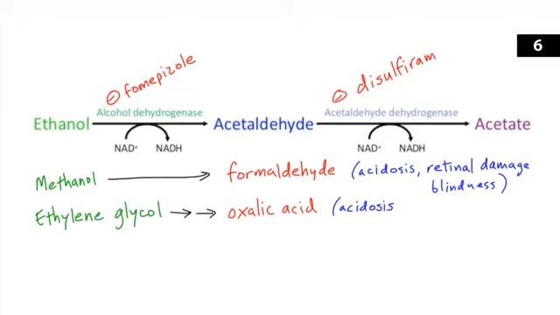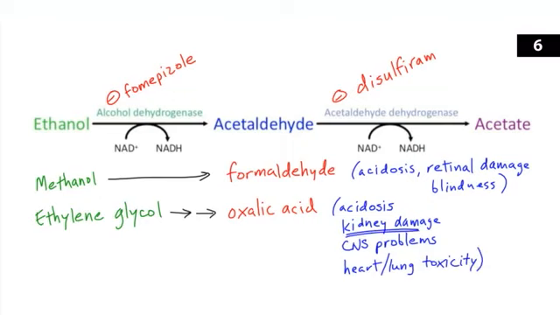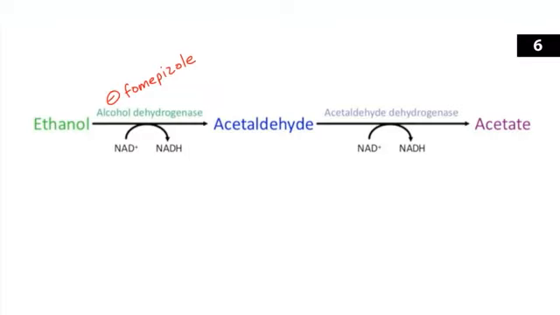So ethylene glycol causes metabolic acidosis, and it can also lead to kidney damage, CNS problems, and heart and lung toxicity. Especially remember that kidney damage, because the oxalic acid precipitates out as calcium oxalate crystals in the urine. And again, you can prevent this by giving fomepizole to inhibit alcohol dehydrogenase, or by giving alcohol to compete for the enzyme. So that's the first enzyme. But what about the second enzyme, which is acetaldehyde dehydrogenase? We said that you could inhibit that one with a drug called disulfiram. And we said we could use that to treat chronic alcoholism.